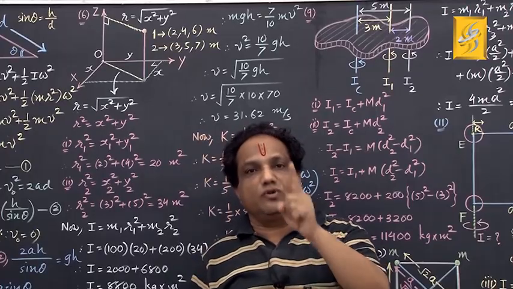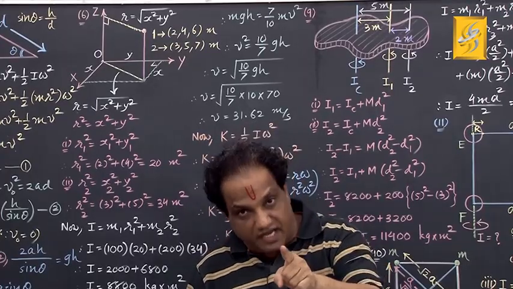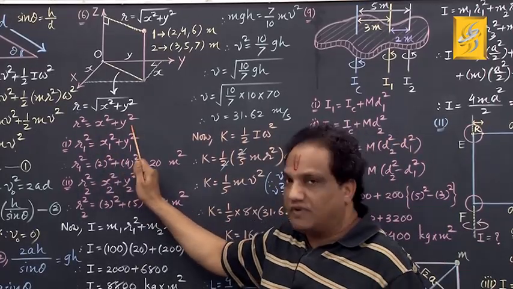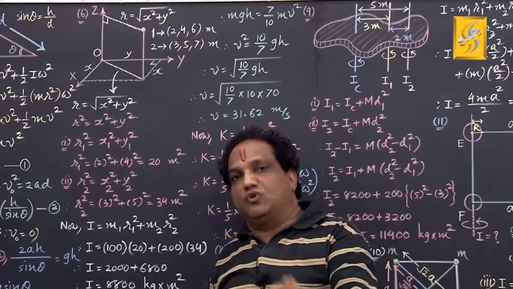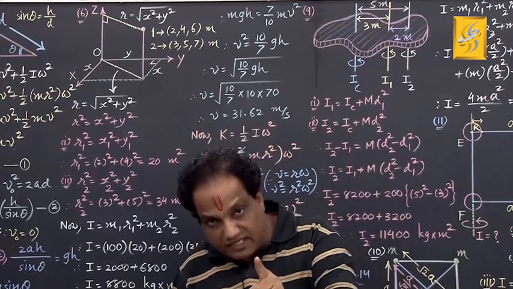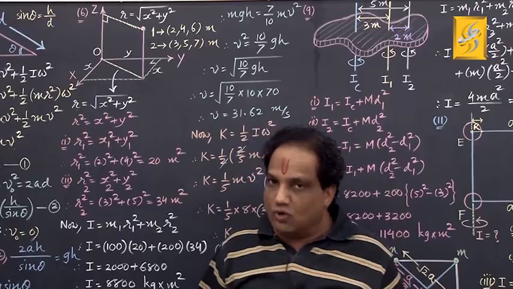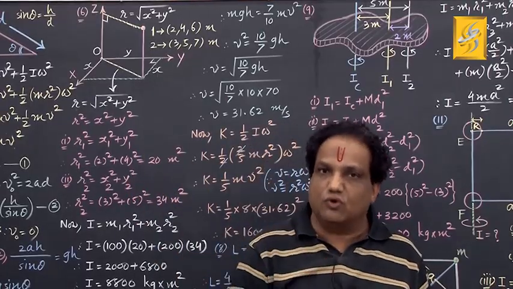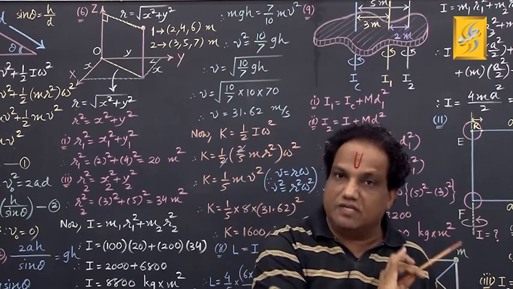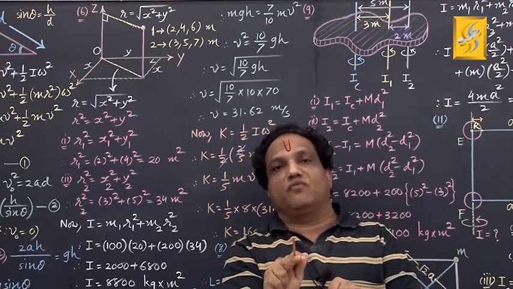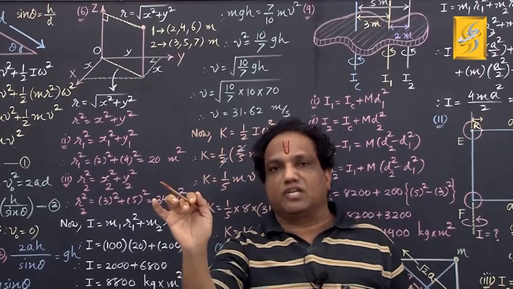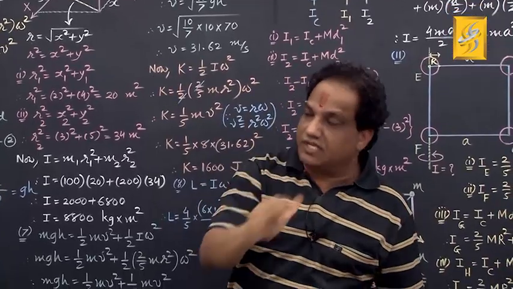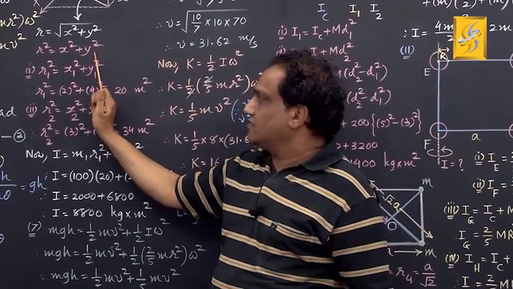If they talk about moment of inertia about z axis, then take z coordinate 0. Then you will get r square equals to x square plus y square. Suppose they ask you to find out moment of inertia about x axis, then you should take x equal to 0. Then r square equals to y square plus z square. Similarly, if they ask moment of inertia about y axis, then you can write r square equals to x square plus z square. Got it? Right now about z axis, so r square equals to x square plus y square.